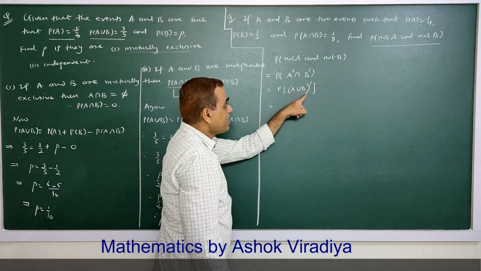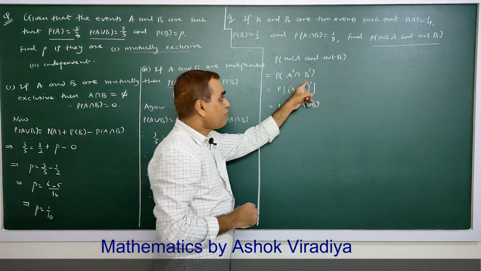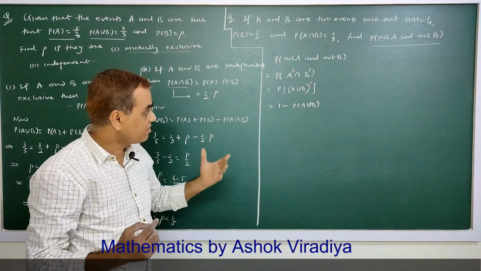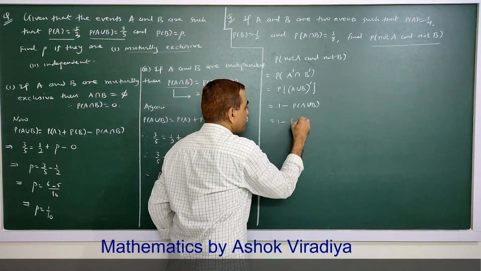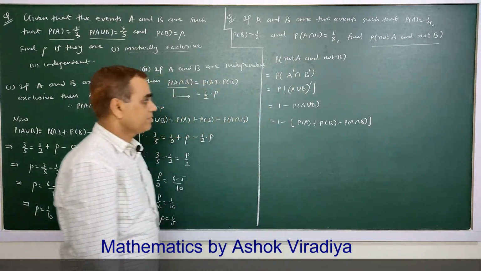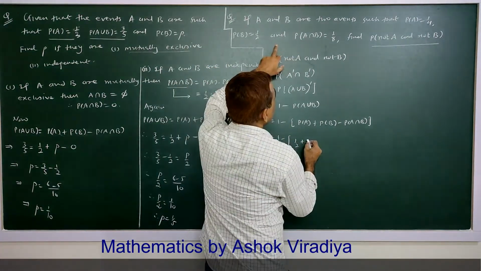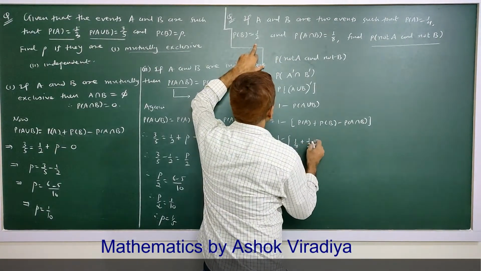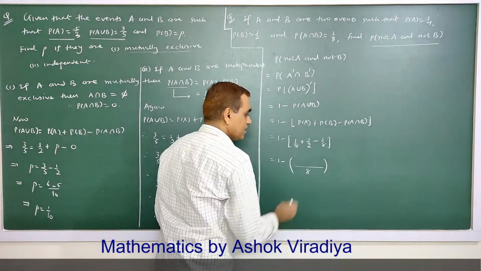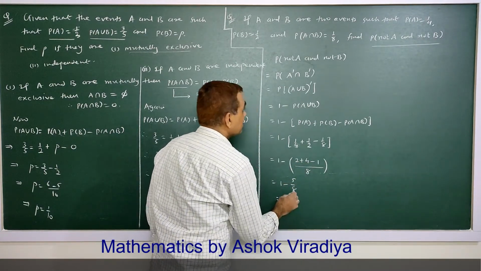Now the probability of the complement of any event X is 1 minus the probability of X. This is basic probability we are using. Now P of A union B is P of A plus P of B minus P of A intersection B. That is the formula. Now putting in the values, which are all given: P of A is 1 by 4, P of B is 1 by 2, minus 1 by 8. So 1 minus, here the LCM is 8, so this is 2 plus 4 minus 1. So 1 minus 5 by 8. So the value is 3 by 8.